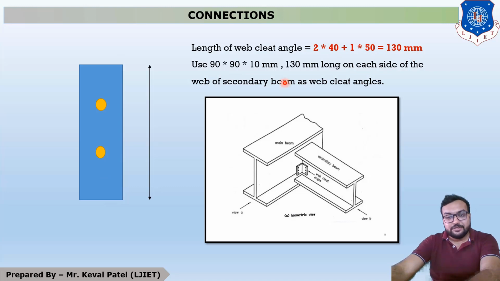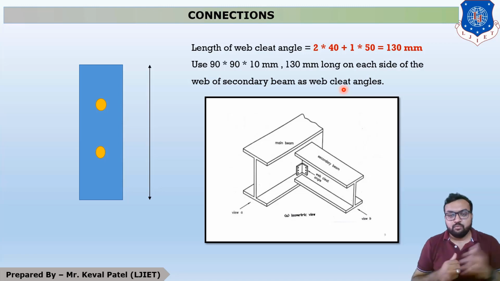Now it is assumed that we have to use 90 cross 90 cross 10 mm, but it is not compulsory that you have to use 90 cross 90 cross 10 only. You can also choose 75 cross 75 cross 12 or 80 cross 80 cross 10, but in this example we have to use 90 cross 90 cross 10 mm, 130 mm long on each side of the web of the secondary beam as web cleat angles. Okay, so students, this is the end of our example.